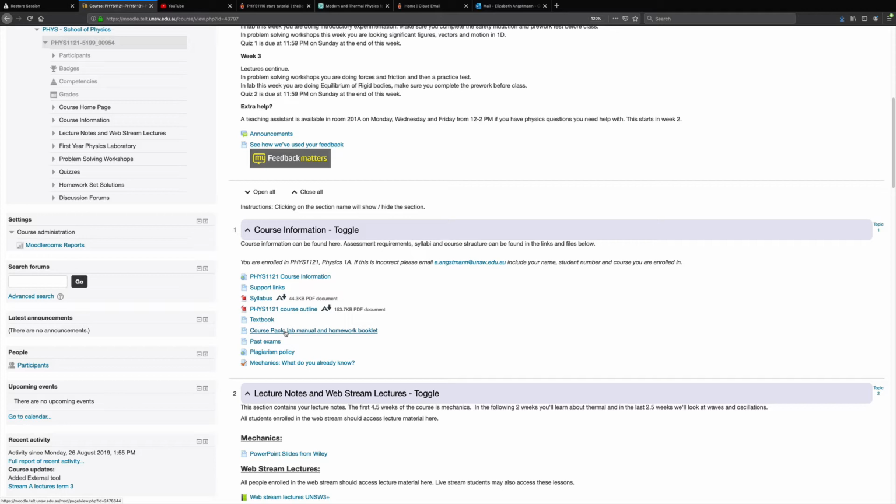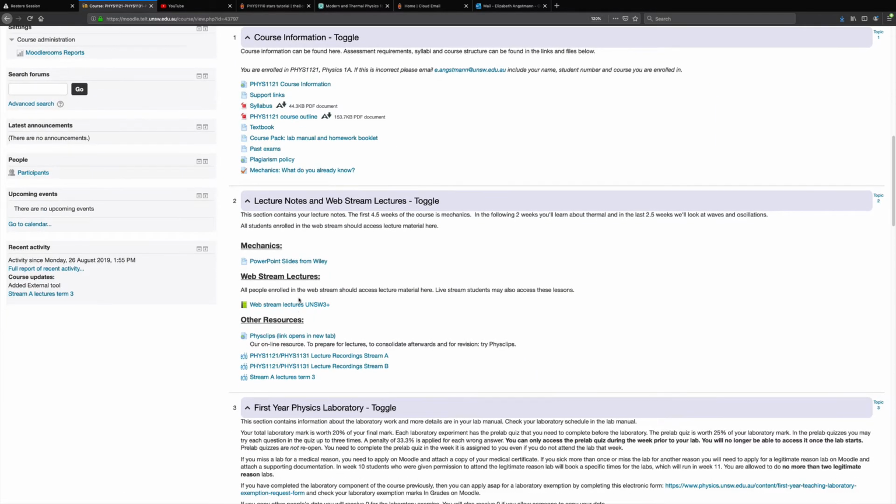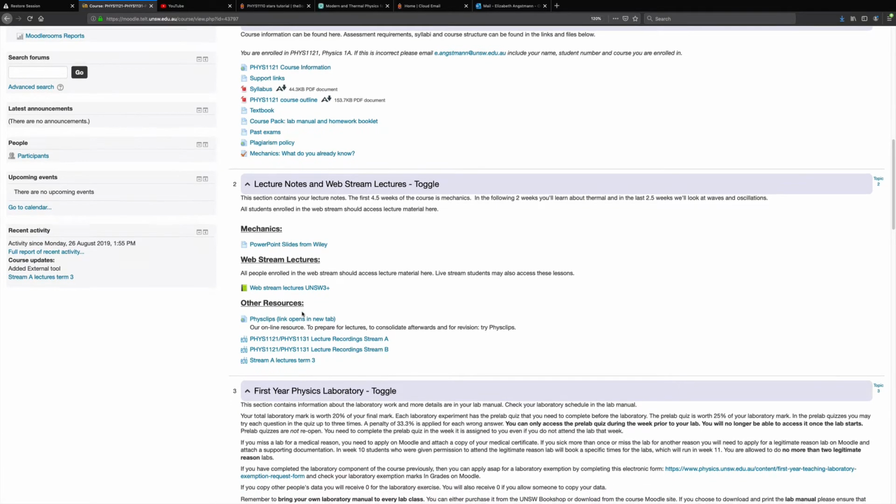Alternatively, you can buy the lab manual from the bookshop. You've also got past exams, which will be useful for studying once you get a bit further on in the course. Now you've got your lecture notes. You're able to download the lecture notes from under the mechanics heading. If you miss lectures, you may want to use these web stream lectures in order to catch up.